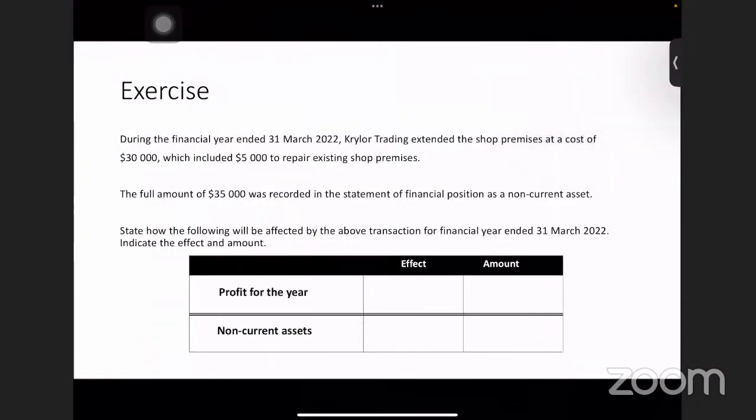Another way they can ask you is, what is the effect of this capital and revenue expenditure being placed wrongly? Here's what it means. We have a March year end. This company extended the shop premise at a cost of 30,000. This is considered quite a big sum, right? And extend means what? I'm enhancing it, right? I'm not trying to maintain the condition. I'm actually enhancing it.